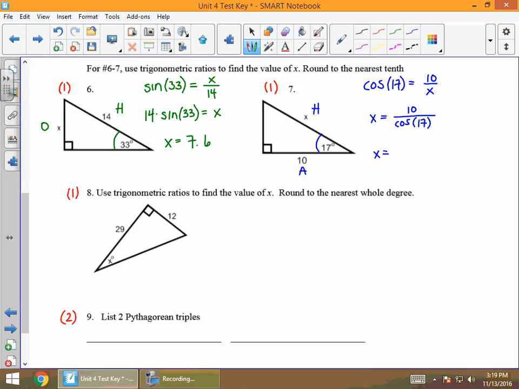And I'm going to type that into my calculator. So 10 divided by the cosine of 17. And again, round to the nearest tenth. So this is 10 point, and it is 4.5. So that will round me up to 10.5.